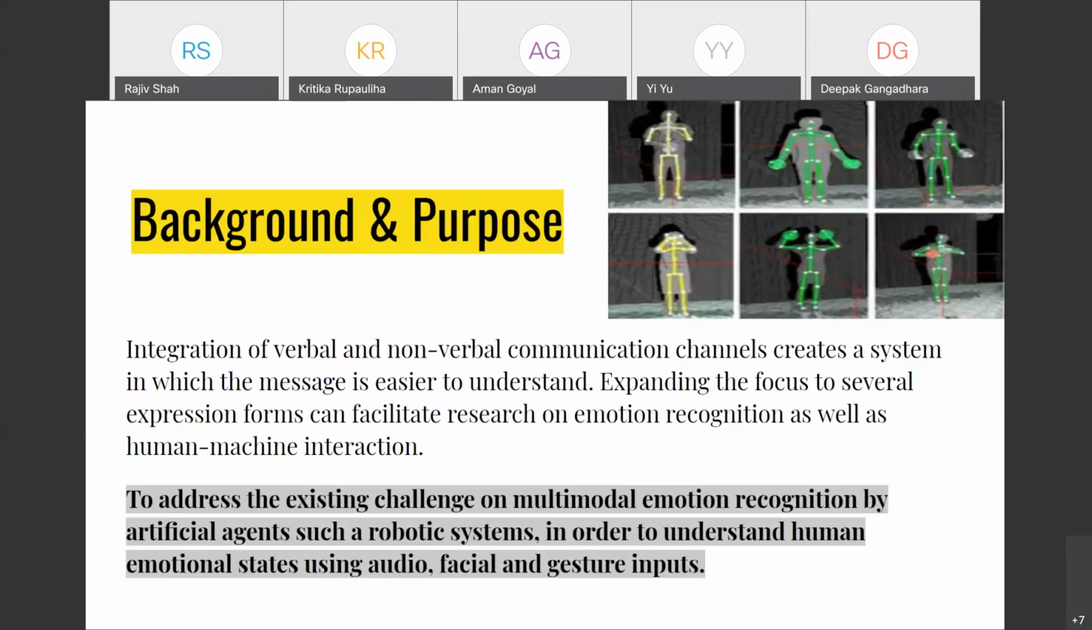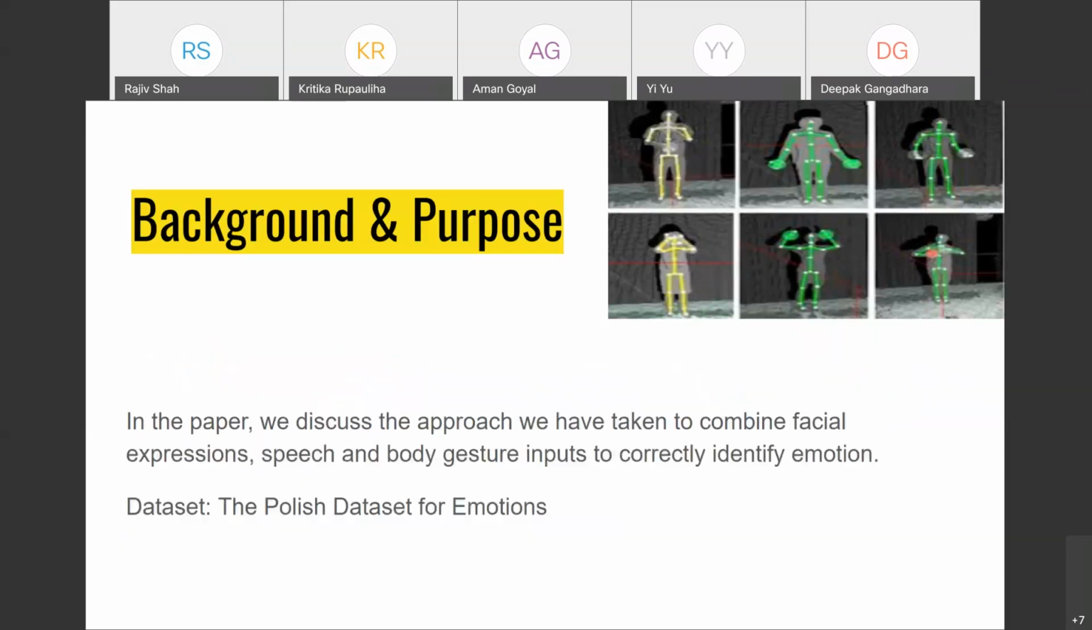So with this research, we are trying to address the existing challenge on multimodal emotion recognition by artificial agents such as robotic systems to understand human emotional states using different modalities. Now, the data set that we have used in this paper is a fairly recent data set called the Polish data set for emotions. So this data set has been created under studio circumstances where they brought an equal number of male and female actors who are enacting the different 6 emotions, and we have used that data set consistently.